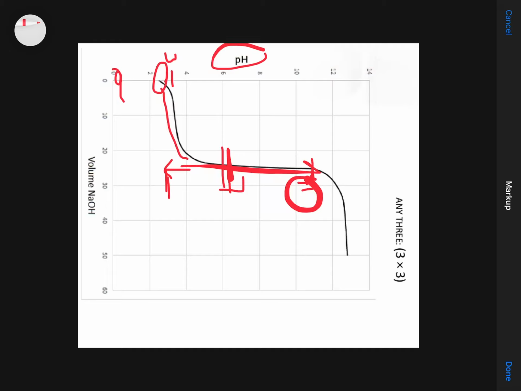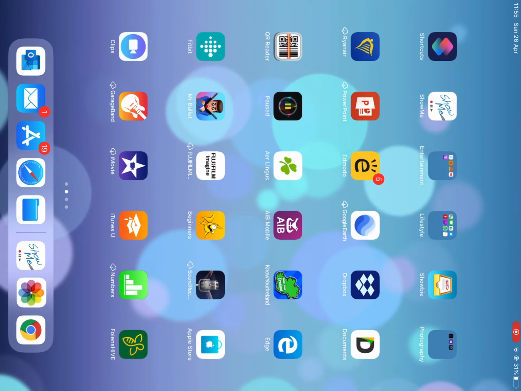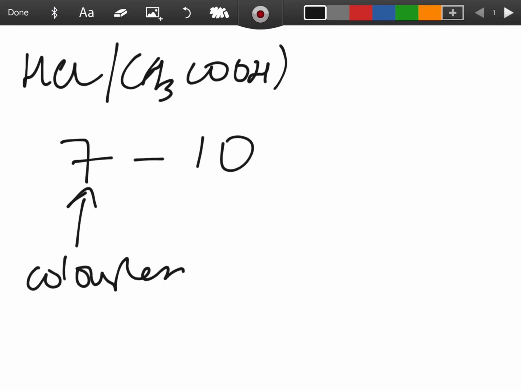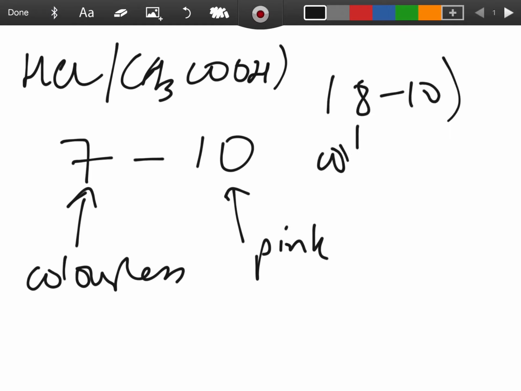Now, the last part of that question then was, what is the essential property of an indicator used to detect the end point? Well, you want an indicator whose range lies within the sudden jump in pH. Or if you say that it has to change colour within the sudden jump. So if we look at phenolphthalein there, 7 and 10, what colour is phenolphthalein at 7? Well, it's colourless. What colour is phenolphthalein at 10? It's pink, because the range of the indicator is 8 to 10. So anything below 8, phenolphthalein is colourless, and anything above 10, phenolphthalein is pink.